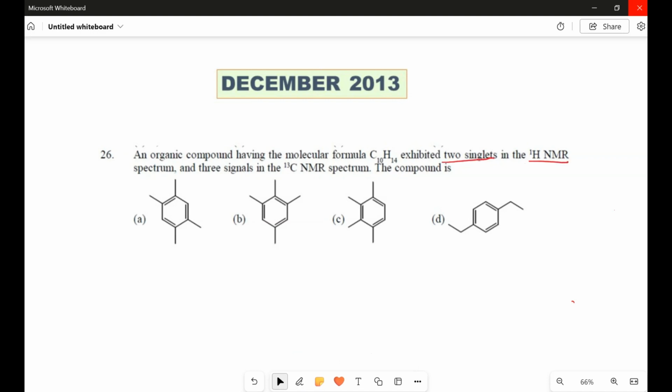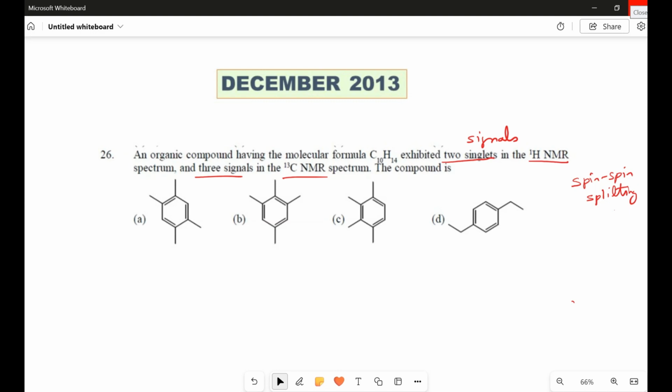It asked for two singlets in proton NMR. Since we have not yet gone into spin-spin coupling and spin-spin splitting, this topic I have not yet discussed. So I will stick to the two signals. So two signals in proton NMR and three signals in carbon NMR. Okay, so look into the four molecules.